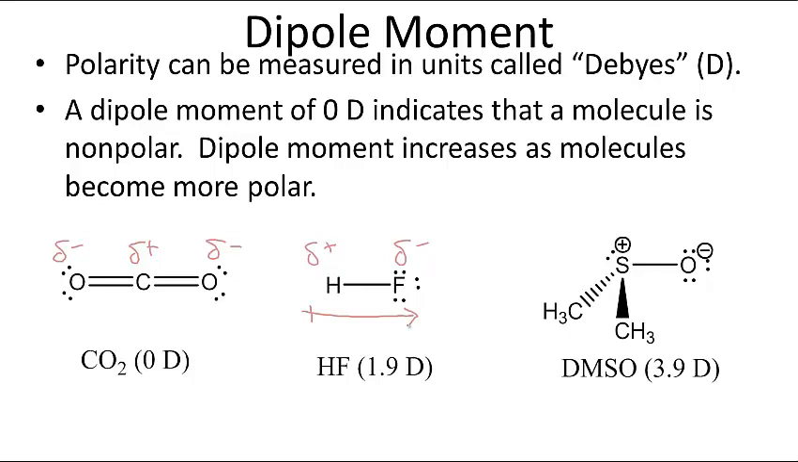Then you can get even crazier levels of polarity, like DMSO, dimethyl sulfoxide. 3.9 debyes, very much more polar than hydrofluoric acid. So we can already see plus, minus, boom. Don't even need the partials there. It's already told to us where the pluses and the minuses are. Those are fully charged objects.